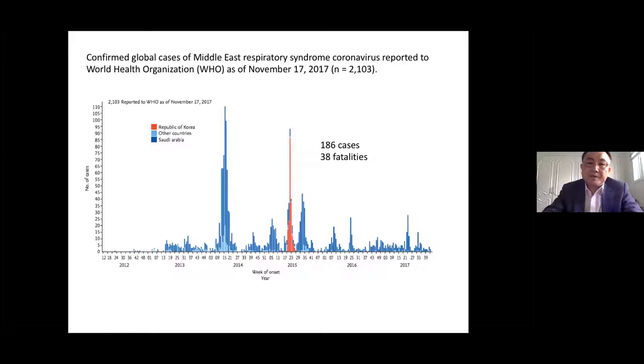Behind that successful response, we have a sad story. In 2015, the MERS outbreak took place. At that time we had 186 cases. It was the second largest outbreak in the world, next to Saudi Arabia, and we lost 38 patients. So we learned a lesson from the MERS outbreak, and many things have changed after this outbreak.